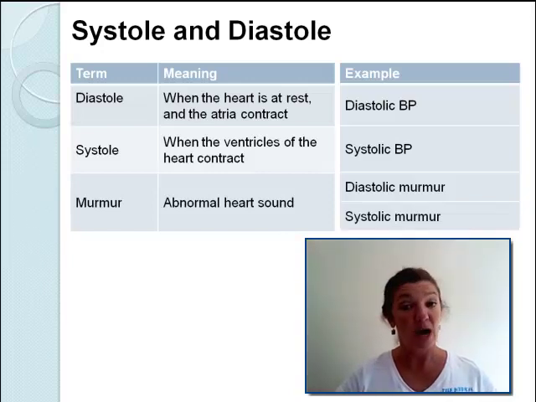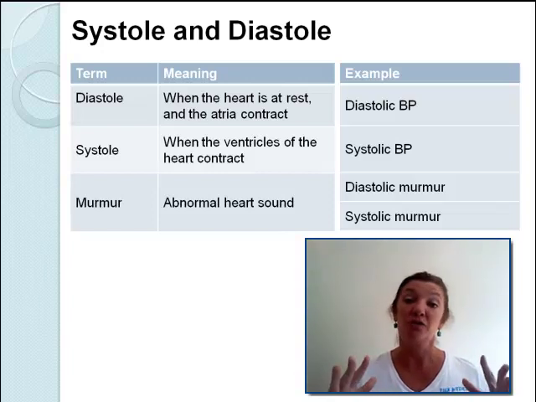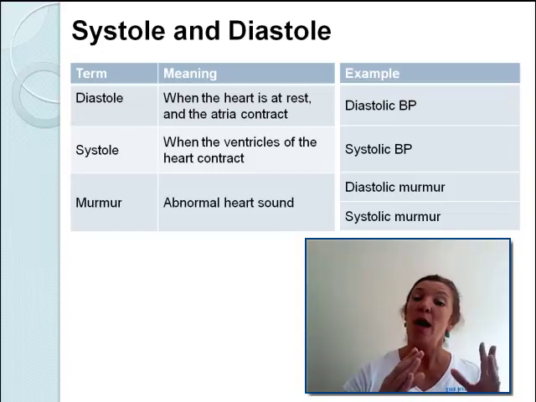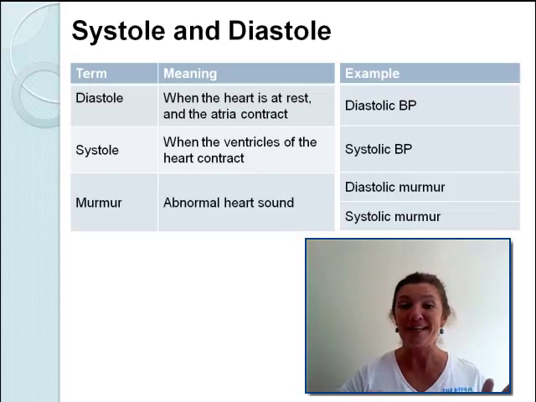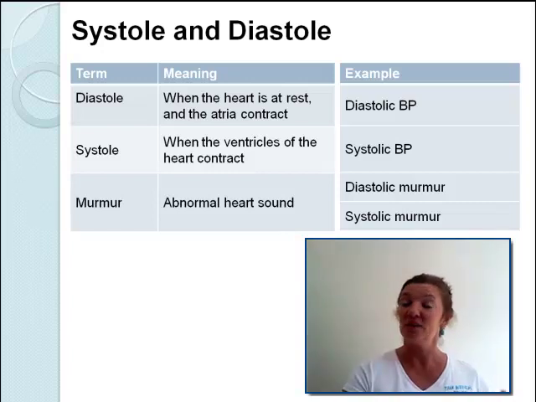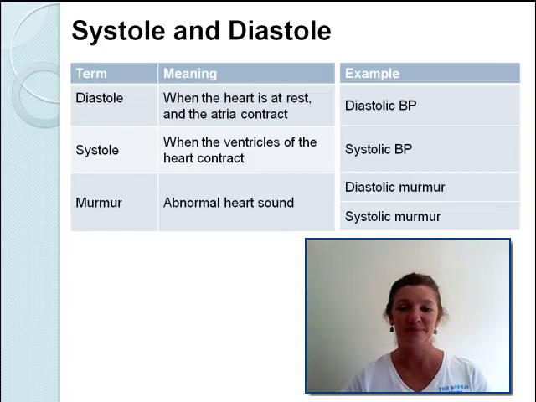A systolic murmur is a murmur heard when the ventricles contract. A murmur is classified depending upon at what point during the heartbeat the abnormal sound is heard. Is it during diastole or is it during systole?